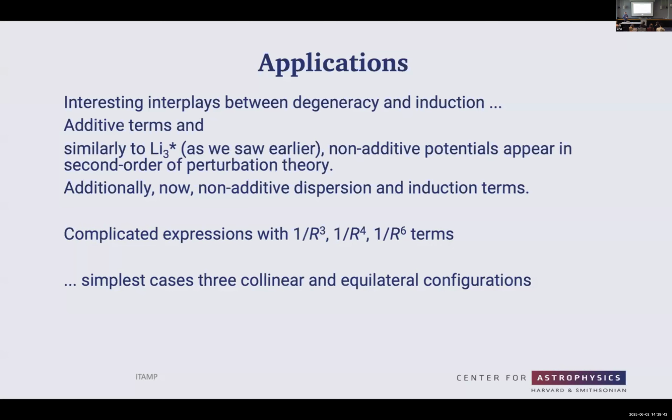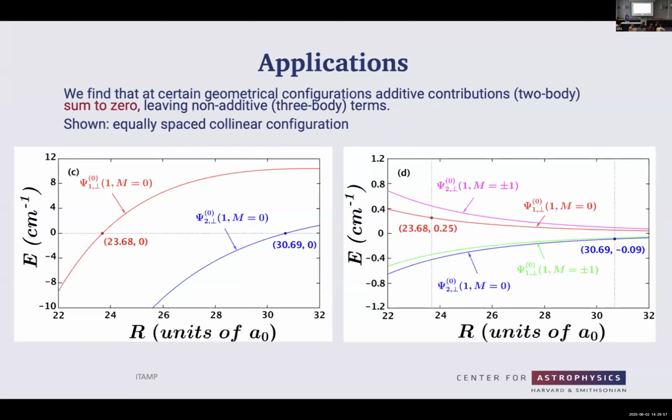But again, the simplest cases to treat are these three collinear particles or the equilateral configurations. So we evaluated those because we could actually put those in a paper without filling up a volume. So there are some results. This is the result for the collinear case.